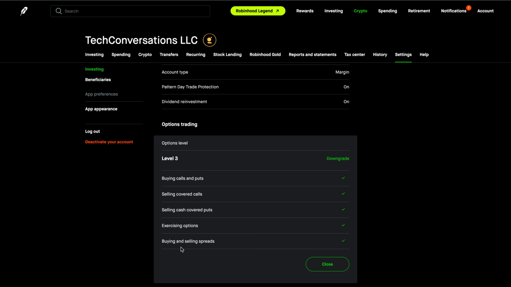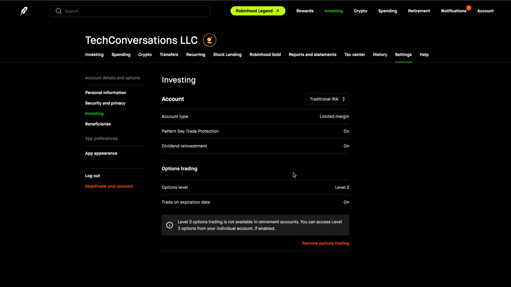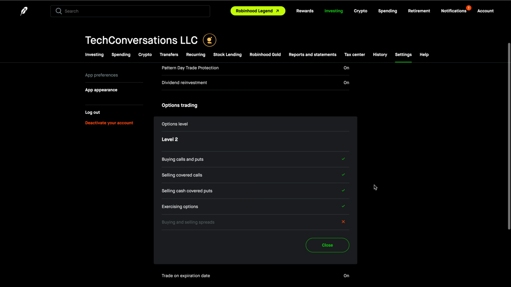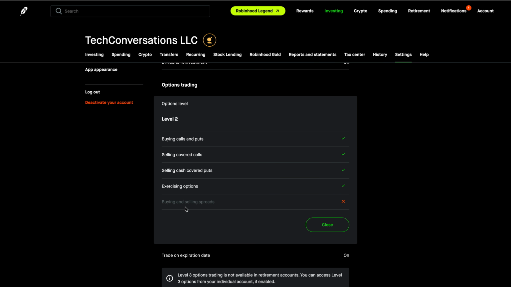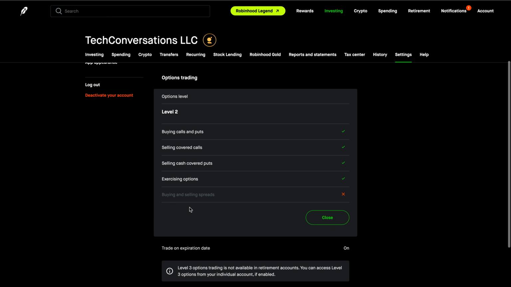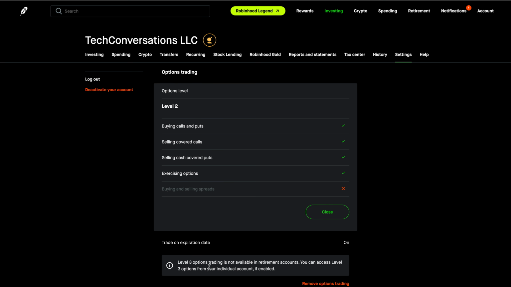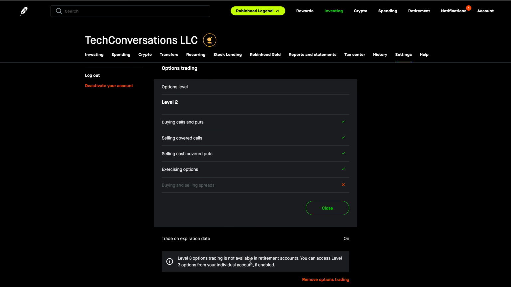Now, if I show you my IRA account, here's my traditional IRA account. Look at this. Under options trading, options level, this is level 2. So if we expand this, we have access to these first 4, but not to buying and selling spreads. This is why you're not able to select more than one option to trade. Now keep in mind, on your IRA accounts, retirement accounts, level 3 options trading is not available. You can see this here. Level 3 options trading is not available in retirement accounts. So you can access level 3 from your individual account.